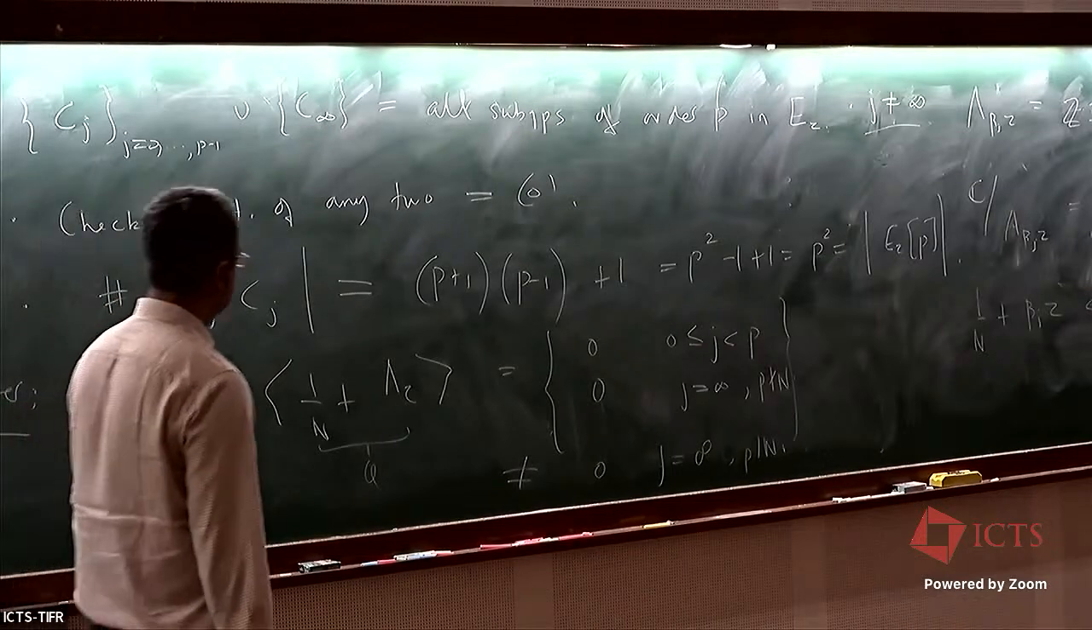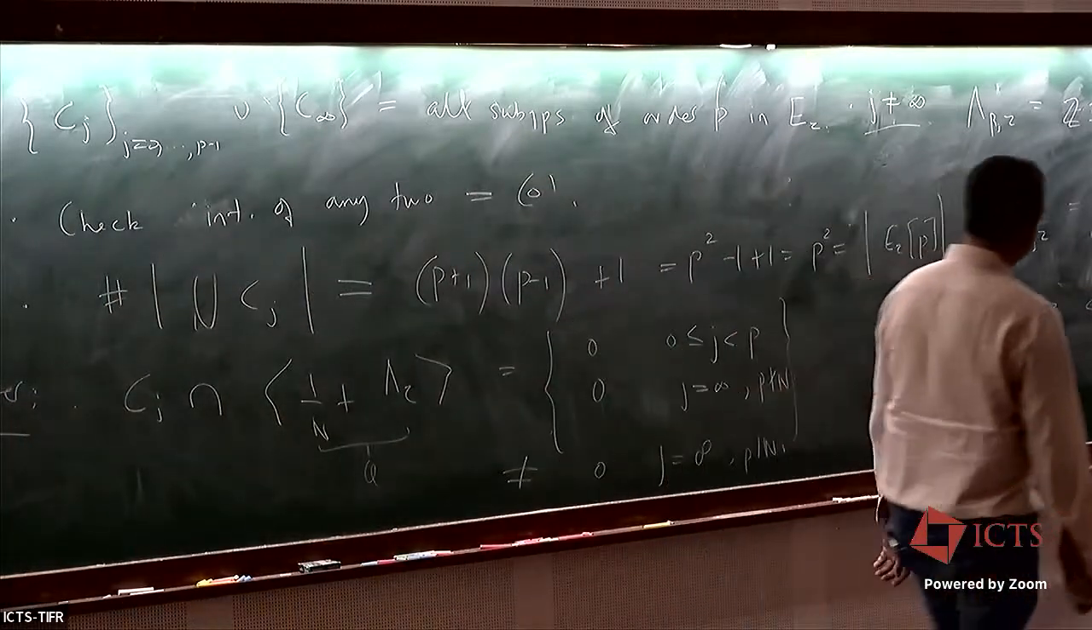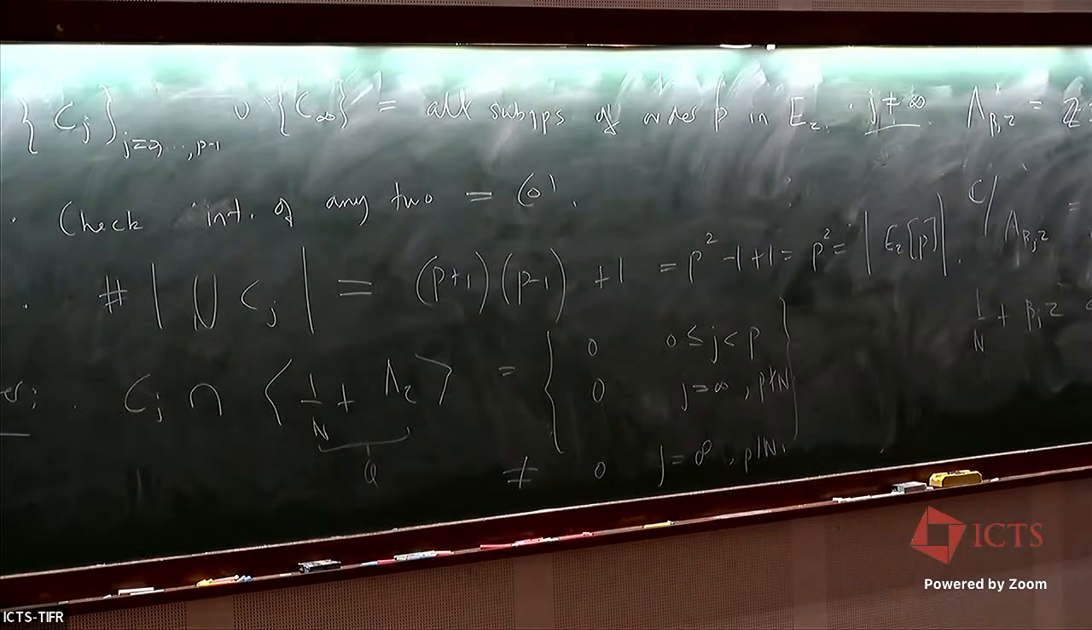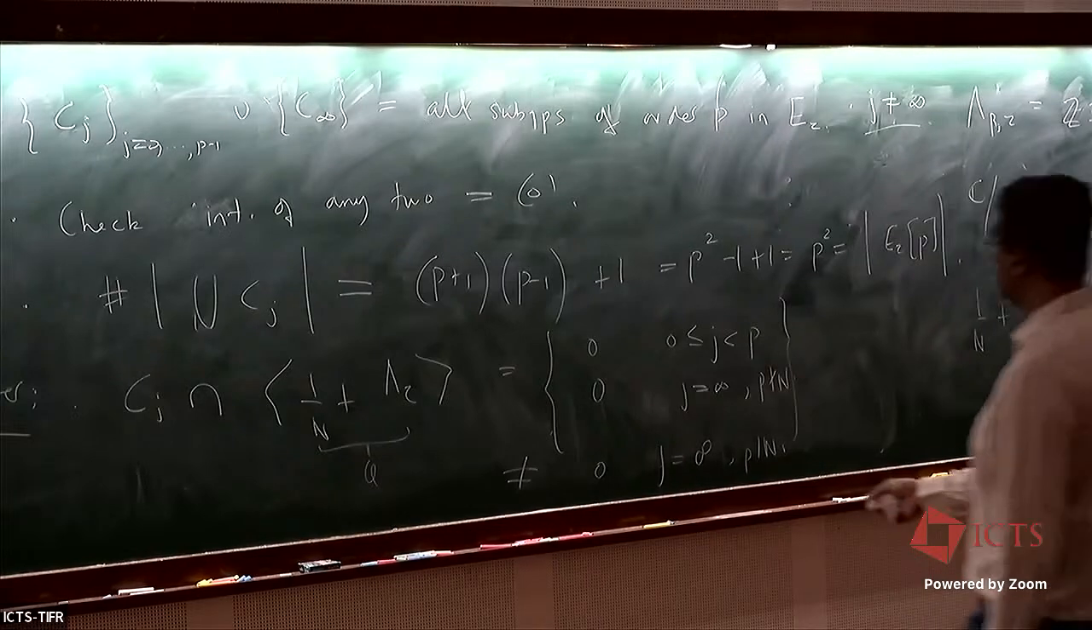Right? So here we have a 1 over n in Q, but what was it for C infinity? It was a 1 over P. So multiples of a half and 1/3, they won't meet each other. If P and N are co-prime, then they'll never meet each other. So the intersection will be 0.